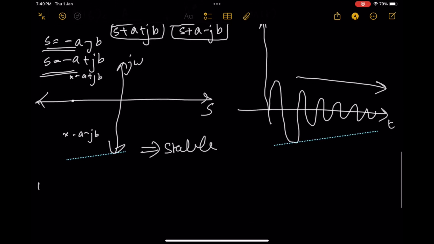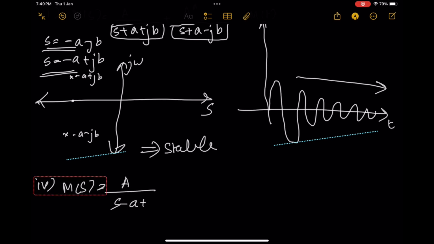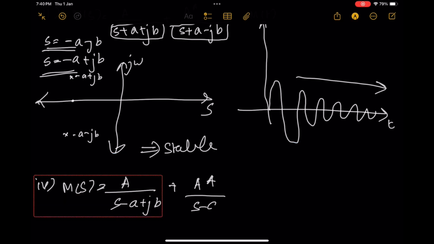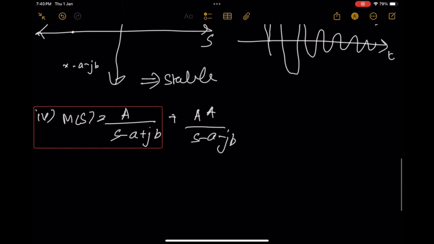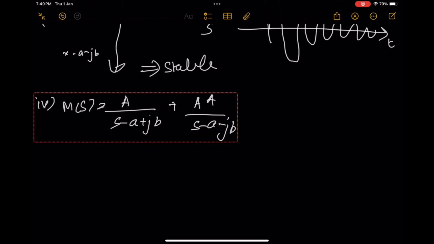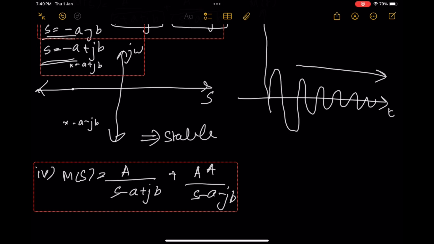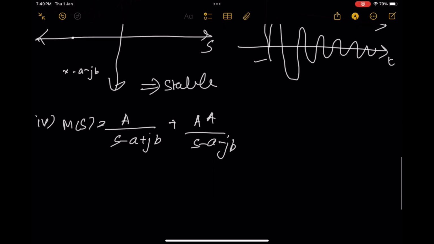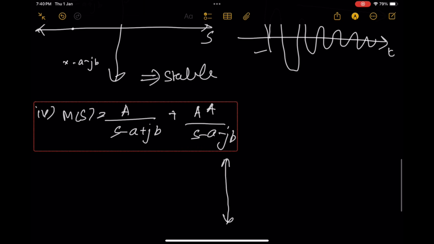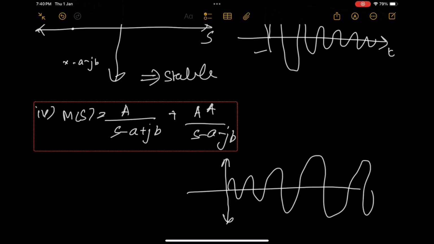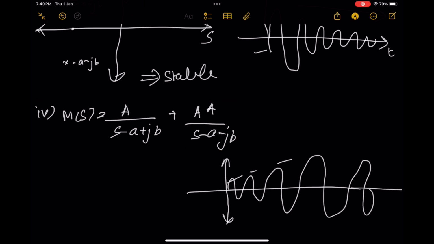And we'll move on to our next equation, which is similar to the one we have written above, that is, m of s is equal to a by s minus a plus jb plus a conjugate by s minus a minus jb. Okay, so this graph will be just the opposite of the one above. It will be an increasing function, that is, its amplitude increases with the time.